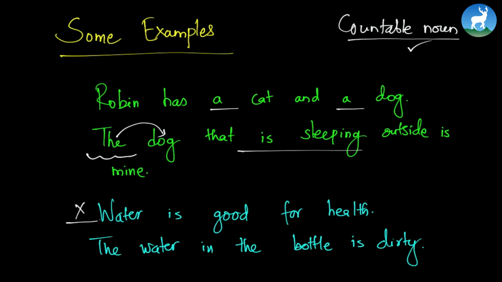So water is good for health. Since we cannot count water, we are removing the article, and it is called the omission. The omission of articles, or sometimes it is called zero article. We are not using an article, so we call it simply a zero article. The water in the bottle is dirty. Now we are referring to a particular kind of water. The water, which water? The water that is in the bottle is dirty. Now, since the water is specific in this case, we use the definite article, the. Right? Simple as that. Let's look at another example.